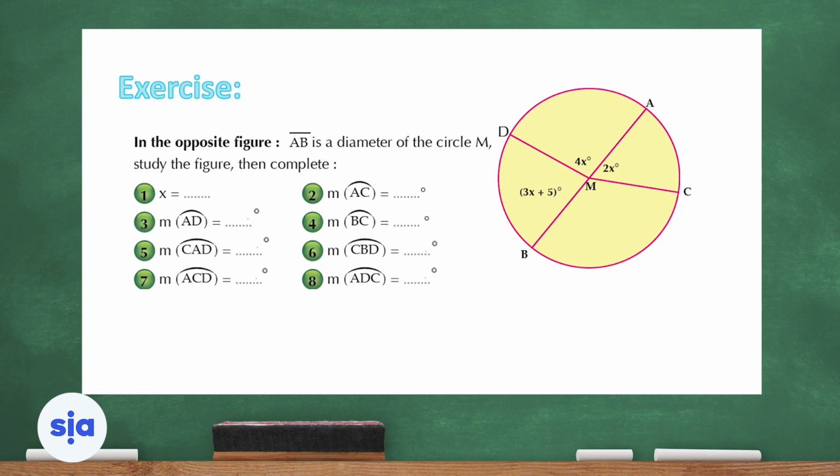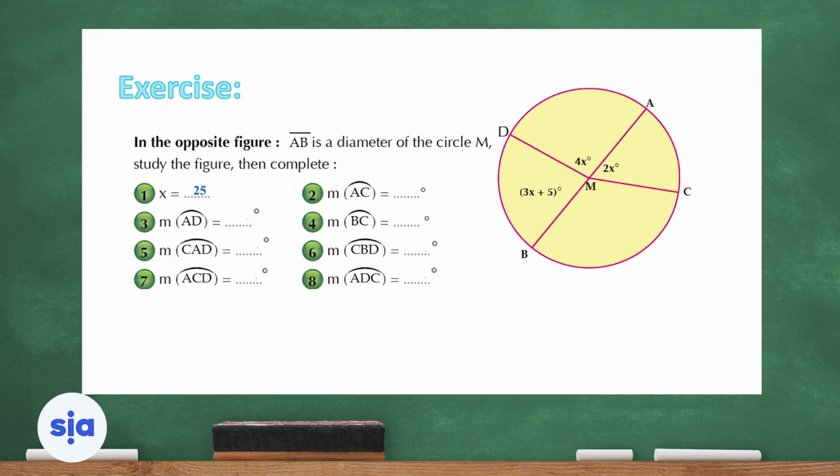As you can see here, AB is the diameter of a circle. And we know that the arc of a diameter is a semicircle, which is 180 degrees. So you're going to make 4x plus 3x plus 5 equals 180. Then x equals 25.